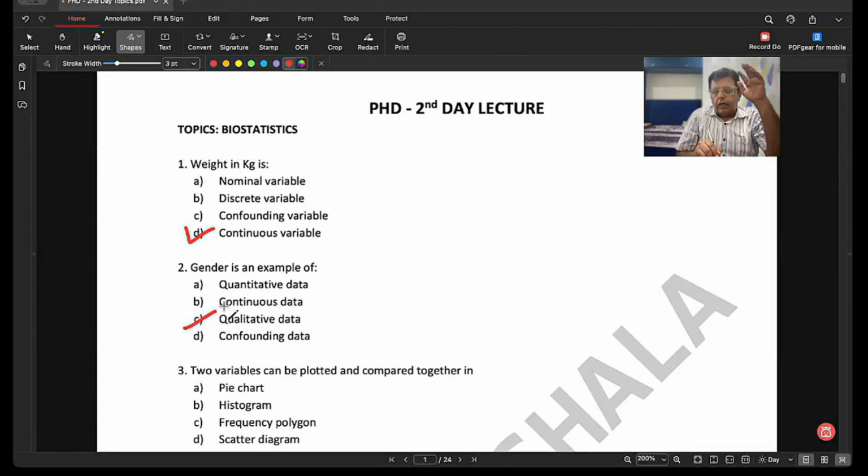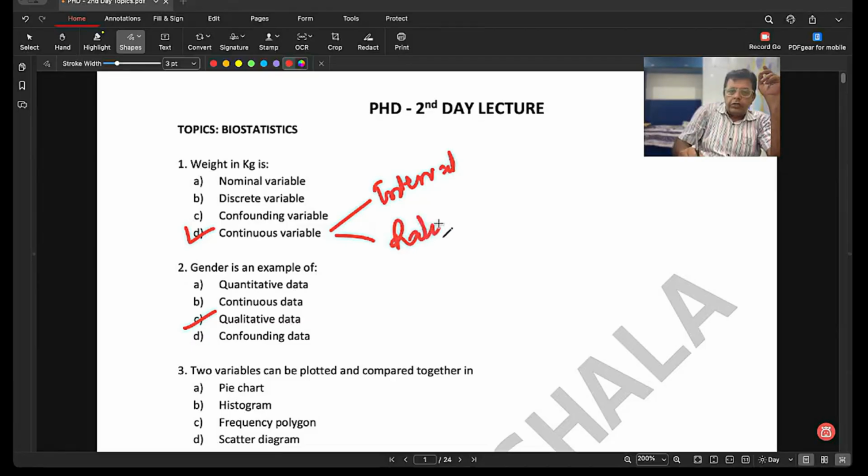In my lecture notes, I would have given you this; if I have not given you there, understand this concept very clearly. In the previous class of epidemiology, I did tell you about the scales of measurement: nominal, ordinal, interval, ratio. So if the data is on interval scale or ratio scale, you will go for a continuous variable. Always remember this.